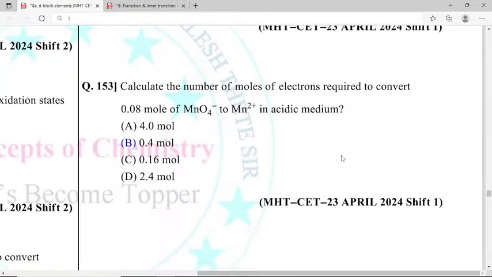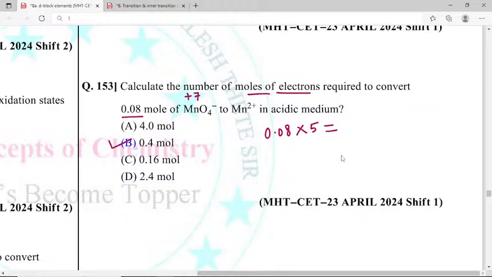Calculate the number of moles of electrons. Same question here, to convert 0.08 mole Mn. What is the oxidation state change of Mn here? Plus 7 to plus 2, that is 5. So 0.08 multiplied by 5. What is your answer? 0.4. 0.4 is the answer.